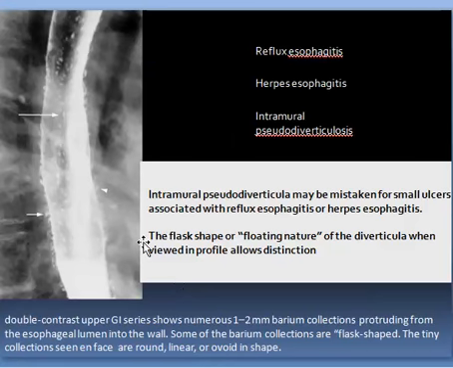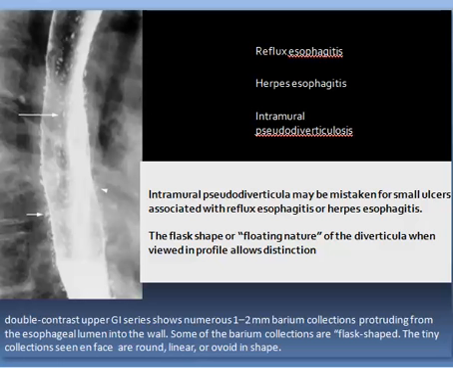Here is definite differential that should be discussed. We have pseudo-diverticulosis, or we have reflux esophagitis, or this is herpes. Intramural pseudo-diverticulum will be mistaken for small ulcers associated with reflux esophagitis or herpes. So herpes and reflux esophagitis are similar to give small erosions.